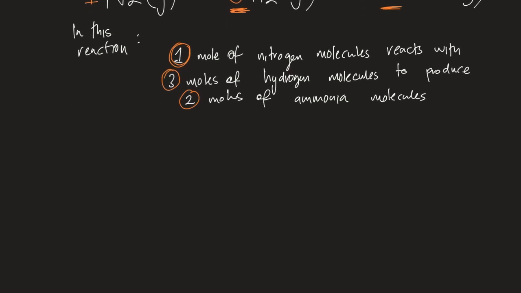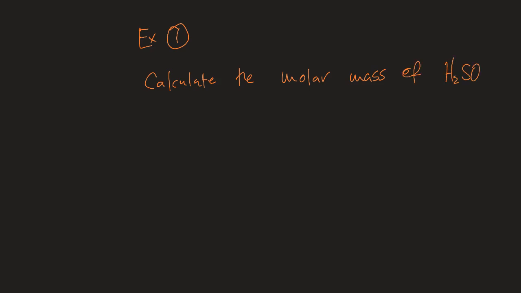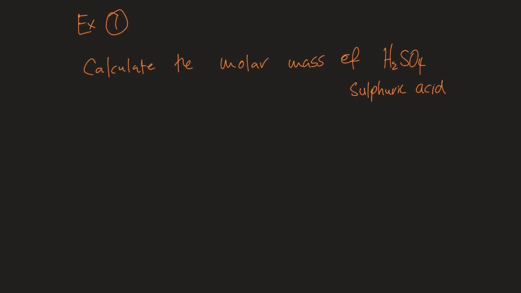Right. Let's have a look at an example. So they give me an example. Let's say example 1. They say calculate the molar mass of H2SO4, which is sulfuric acid. At this point, you should be learning your names of your acids. As we go through, you'll get used to it. And then eventually, it's not something I'll have to remind you about.